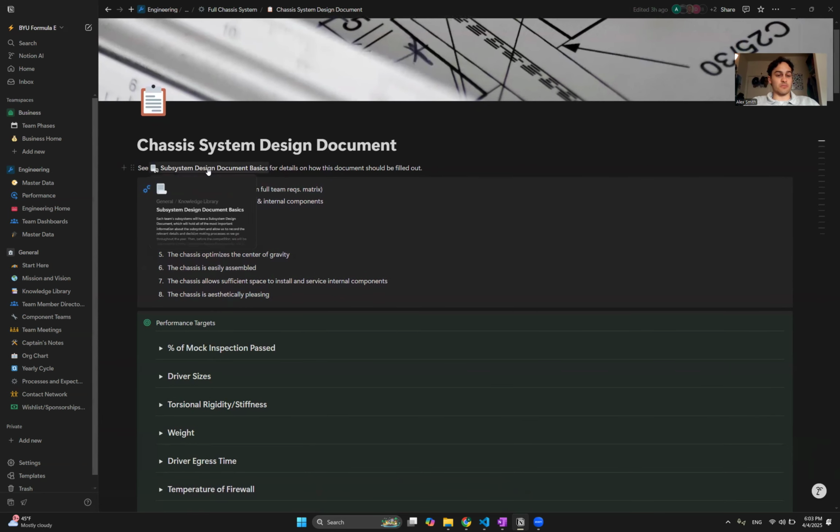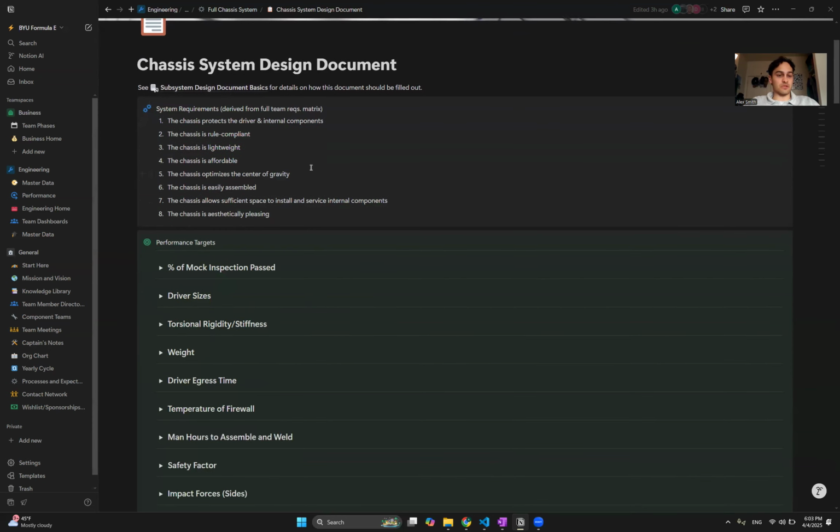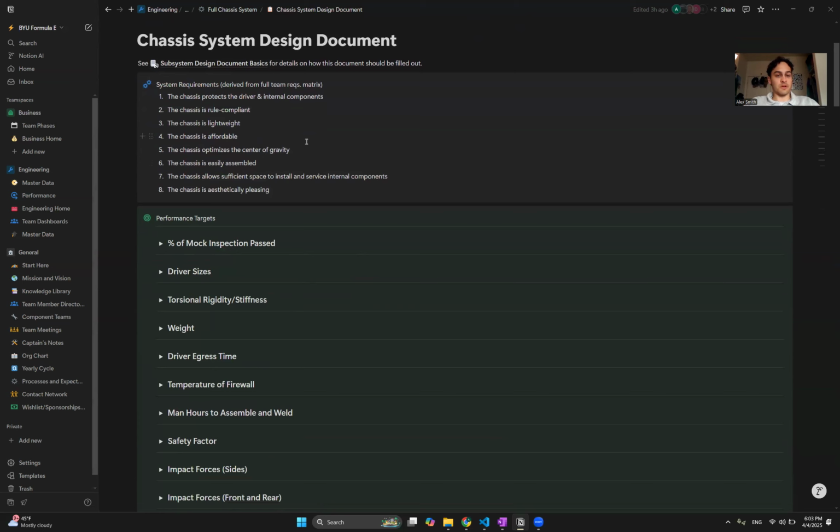Again, there's some basics here, a little overview as well you can go check out. So if something I'm saying is not quite making sense, hopefully it's explained there. But this is how we've done it. So these first two boxes are related. The system requirements come from having made our, sorry, what's it called? A requirements matrix. There we go. That's the word. And this is where we're defining, what do we want the car to do? What do we want components to do? So we're saying the chassis protects the driver, the chassis is rule compliant, lightweight, affordable, etc.